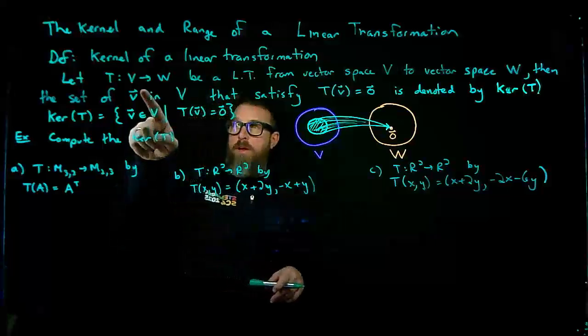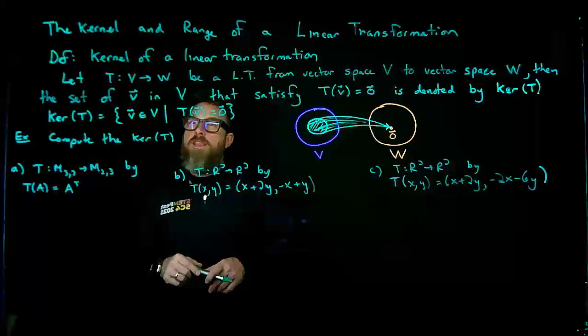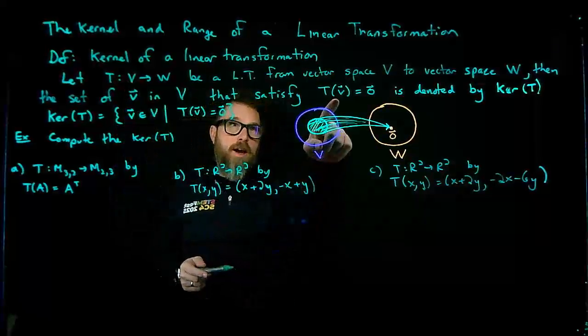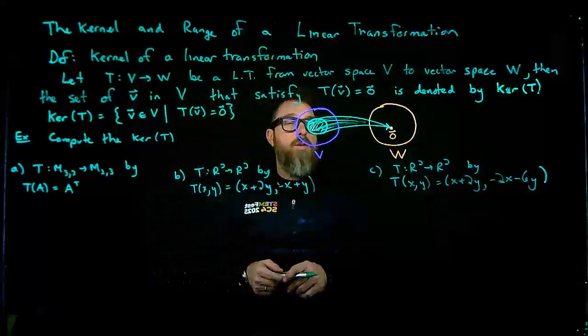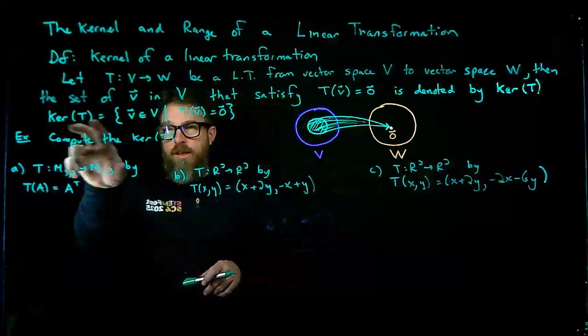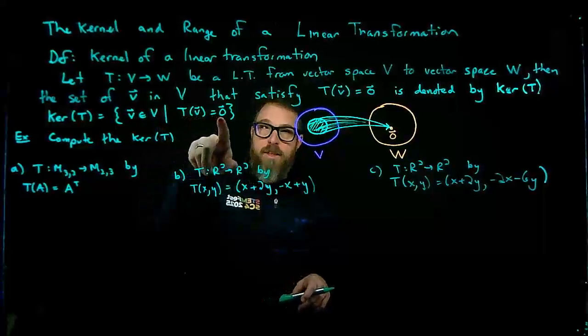So we have a transformation that takes vector space V to vector space W. Then the set of all V in the domain space that satisfy this equation, T of V is equal to the zero vector, is denoted by the kernel of T. So what we can say is that the kernel of T is all V in the domain space such that T of V is equal to 0.